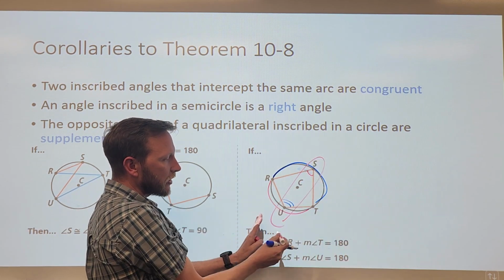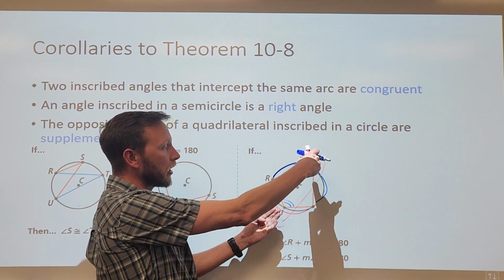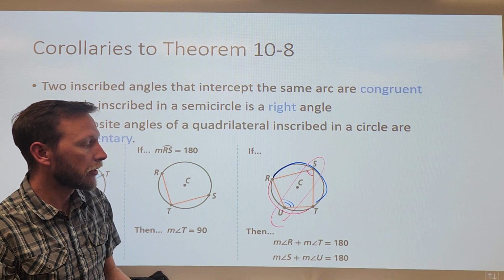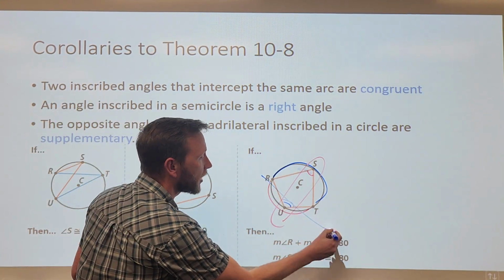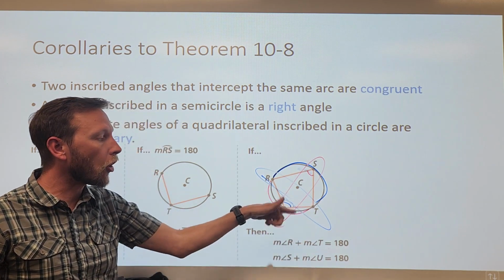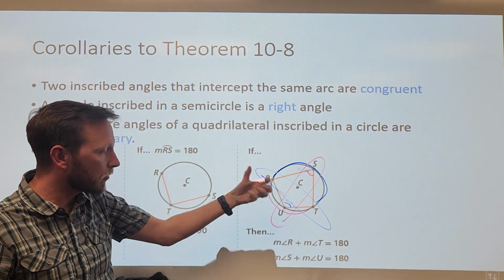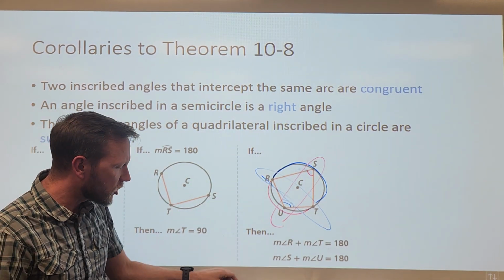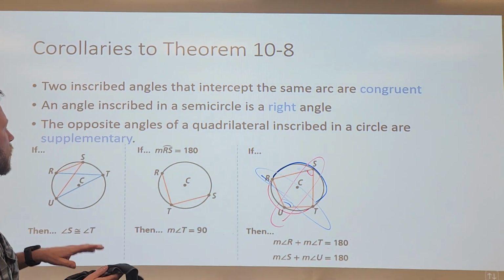All right, the angle at S and the angle at U are going to be supplementary because when they are added together, they are half of the whole circle, and so they are going to be 180 degrees. That also means that the measure of the angle at R and the measure of the angle at T are also going to be supplementary. They're also going to be 180 degrees. So that can let us create some equations, can help us hopefully have some understanding.